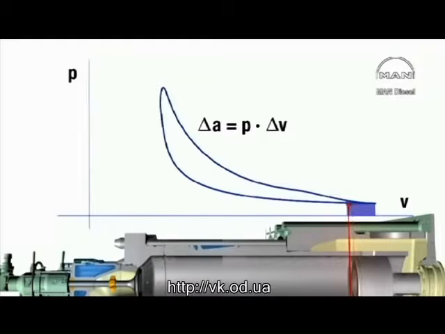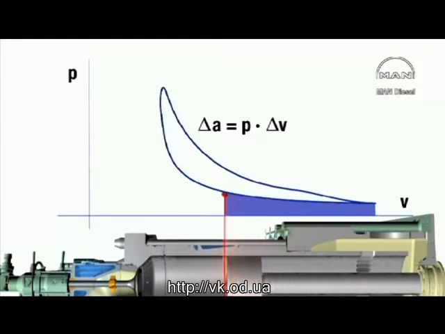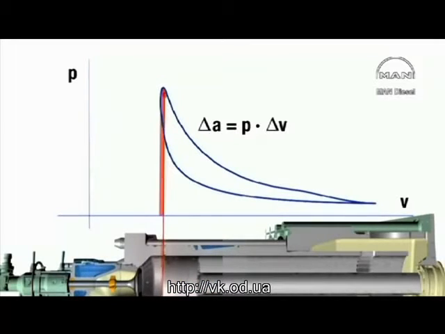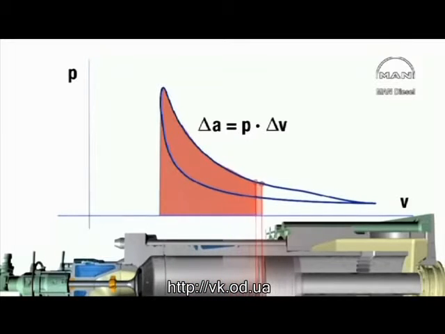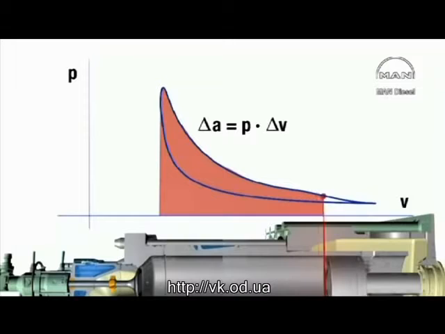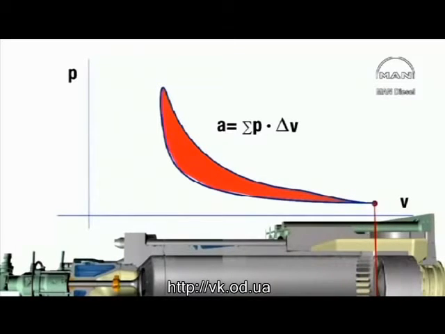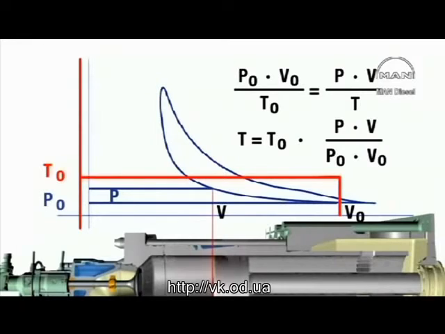The amount of work transmitted to the piston during a full engine revolution must therefore be the difference between that delivered during the compression and that received during the expansion. In other words, it's given by the area between the curves. Thus, A equals sigma P multiplied by delta V. The equation can be rearranged to express the temperature T, direct for an arbitrary piston position.